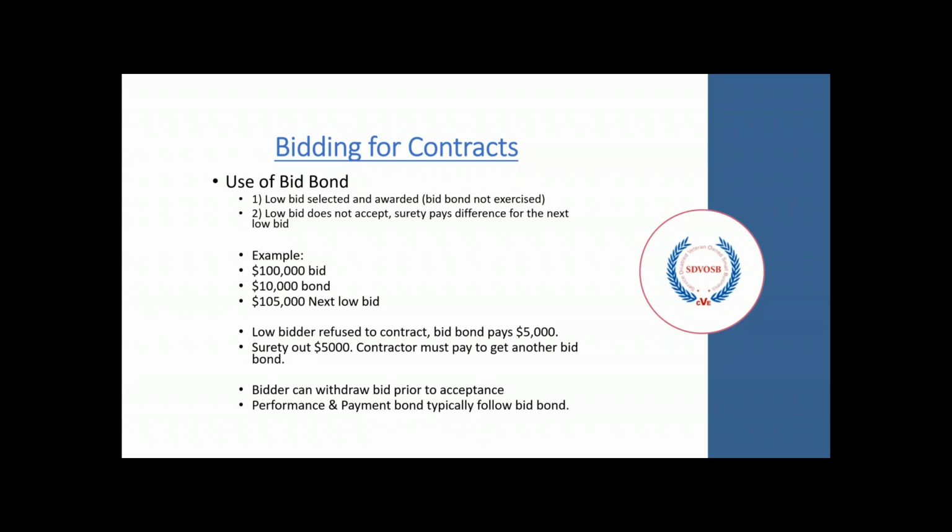The next lowest bidder is $105,000. The low bidder refused to take the contract. Their bid bond, although for $10,000, only pays $5,000 to cover the gap between them and the next lowest bidder. Once the contractor has their bid pulled for refusing the contract, they must pay to get another bid bond.